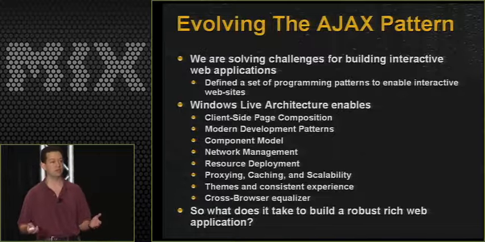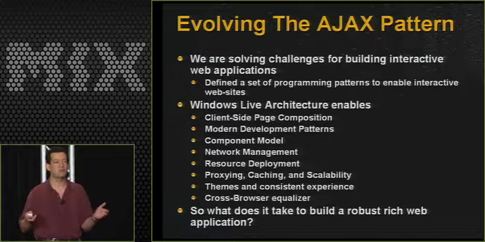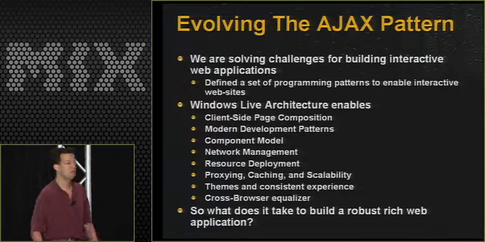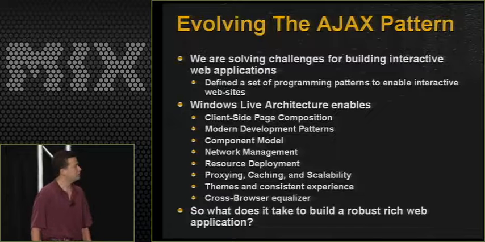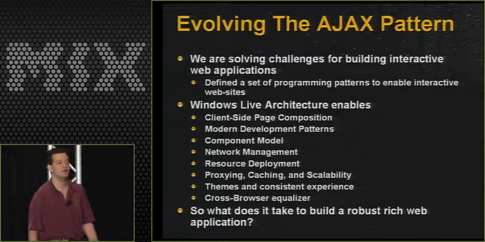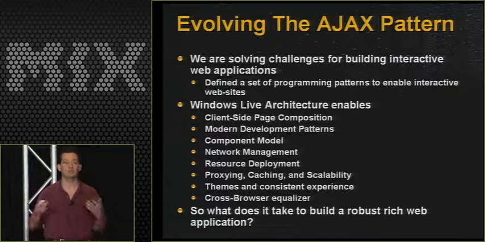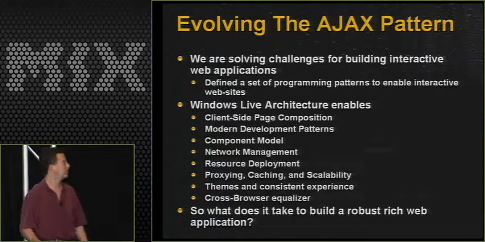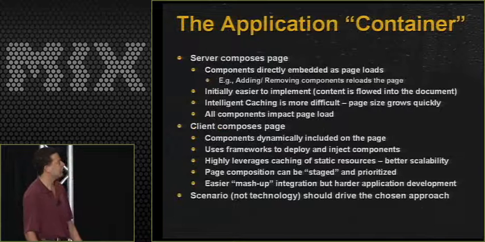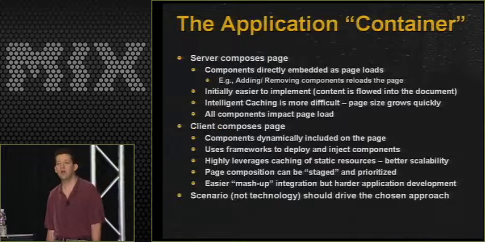While the browsers are typically ubiquitous in their technology, there are always going to be little differences in rendering and APIs and so on that we need to address as we build our stuff. So I'm hopefully going to help you answer the question, what does it take to build a robust, rich application? Or at least help you understand the considerations you need to know. So let me start with the application container.